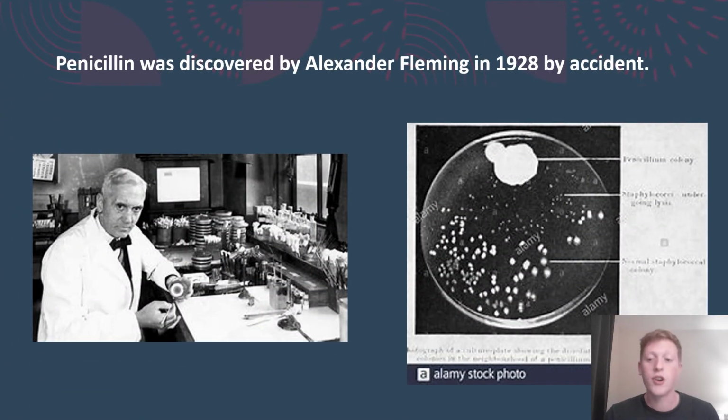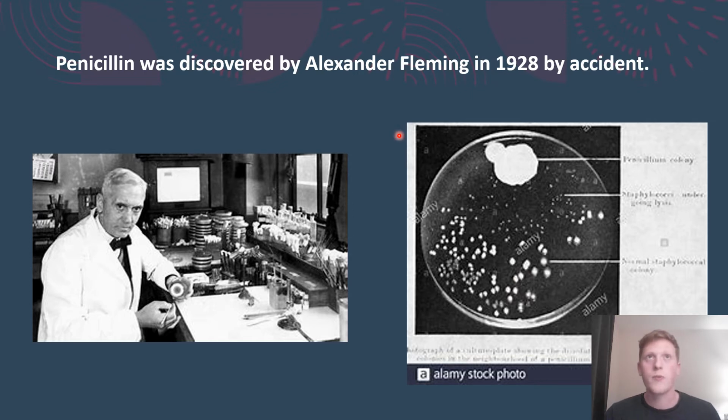And so this history starts with the discovery of penicillin. Penicillin was discovered by a man named Alexander Fleming in 1928. It was actually discovered by accident. Mold grew in one of his petri dishes, and it started killing the bacteria surrounding it. Here are the dead bacteria here, and here are the living ones.